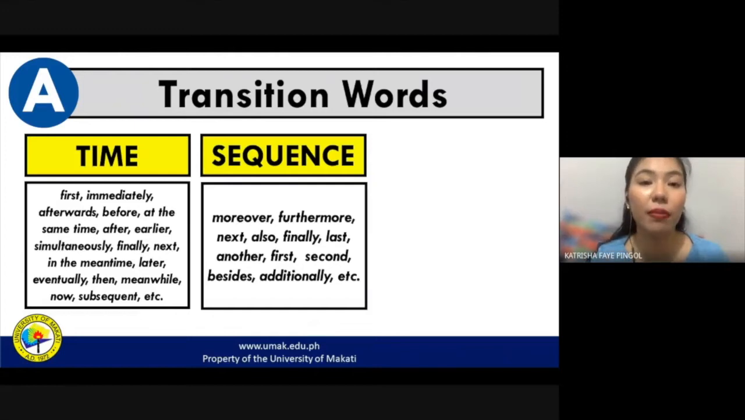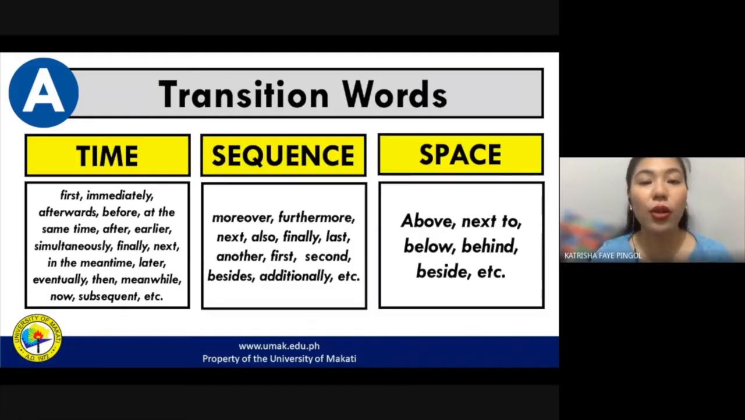How is it going to be arranged? Or okay, how does one idea go to the next one? Okay, or transition to the next one. Next, you can also use words that refer to space. Take for example, above, next to, below, behind, beside, etc.